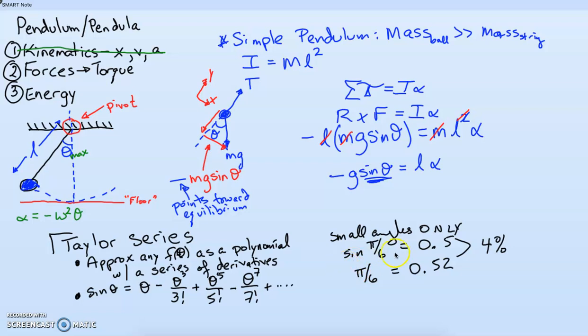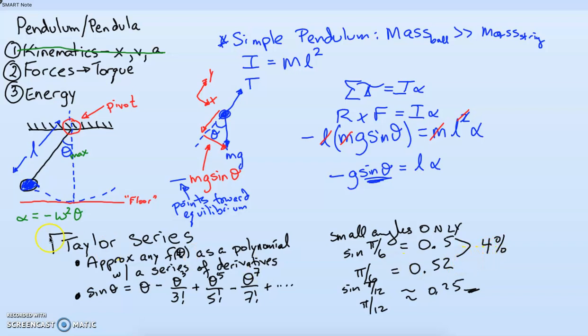So if instead of doing sine of pi over 6, I just plug pi over 6 into my calculator and treat it like it's the same thing, I'm off by 4%. Well, what if I do sine of pi over 12? Instead of 30 degrees, let's do 15 degrees. Well, sine of pi over 12 and pi over 12, they're both about 0.25. And the difference is in the third place, which makes the error a lot less than 4%.